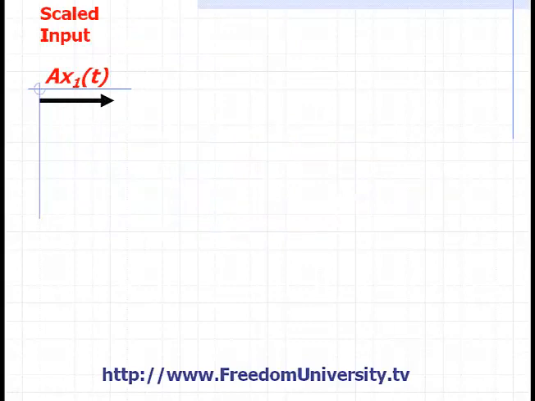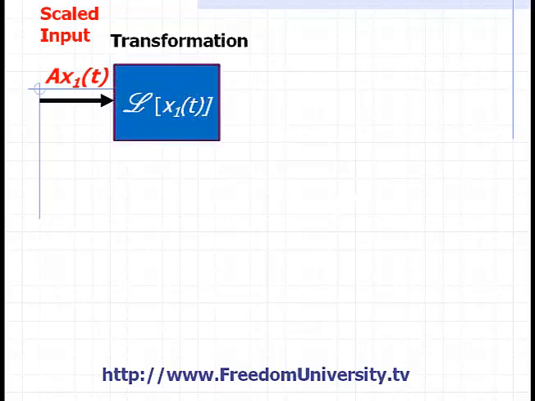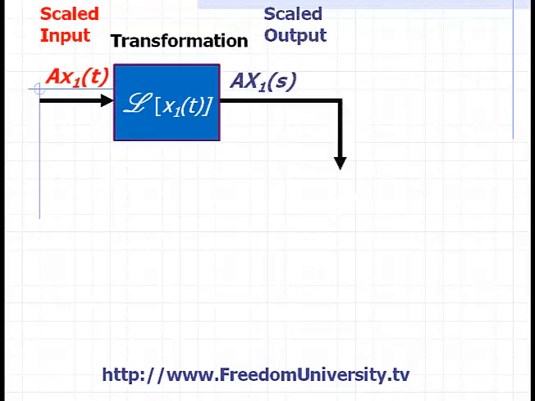Here in the next couple slides, I'm going to explain what we mean by linearity. Here we take a scaled input. Here we have an input x1 scaled by a constant a, and we're going to transform it, or do some mathematical operation. In this case, I'm doing a Laplace transform, and we have a corresponding scaled output as a result of this transformation, given as a, the constant, times X1 of s, the Laplace transform of x1 of t.